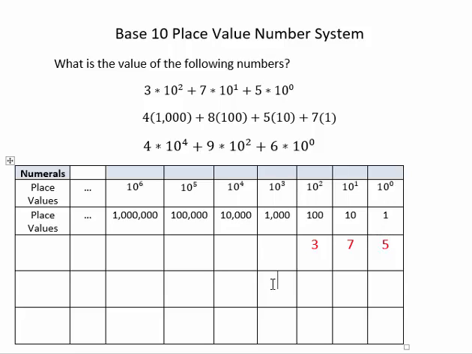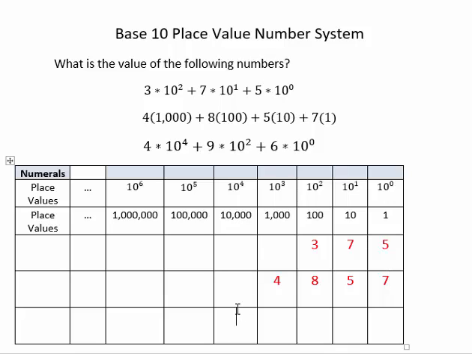For the second number, you have 4 in the thousands place. You have 4 of thousands. You have 8 of hundreds, so you have 8 hundreds. Then you have 5 of tens, 5 tens, and finally you have 7 ones. So the second number is 4,857.